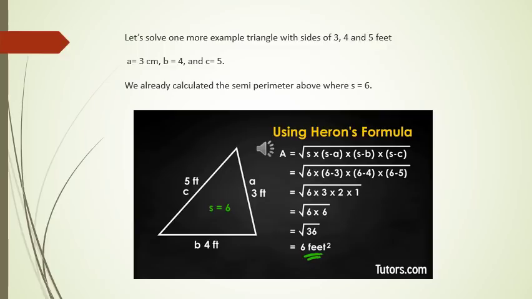One more example with a triangle of sides 3, 4 and 5 feet. Step 1 is to find the semi-perimeter. We add and divide the sum by 2. So 3 plus 4 plus 5 comes out to be 12, and dividing by 2, the semi-perimeter is 6. Then again we substitute in Heron's formula: 6 multiplied by (6 minus 3), (6 minus 4) and (6 minus 5). By further solving, the area comes out to be 6 feet square.